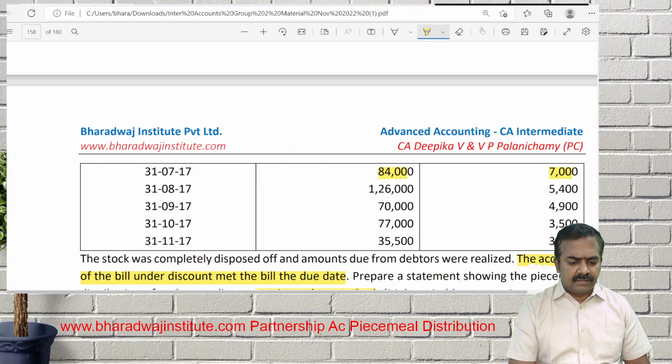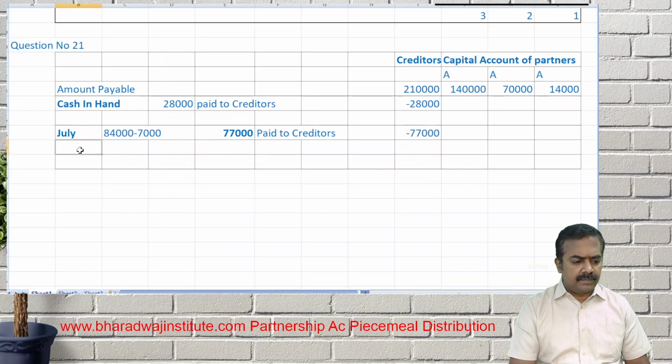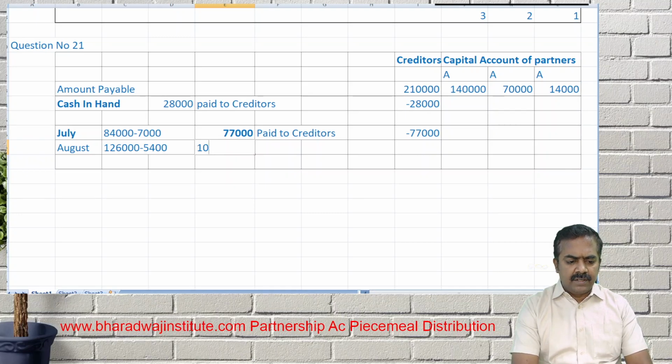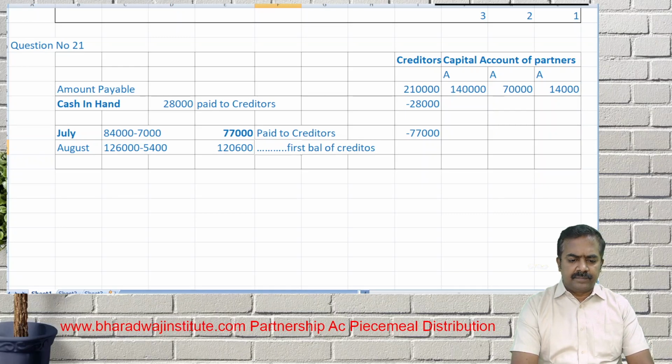Then which month? August month. What is the amount realized? 1,26,000 minus 5,400. What is the amount? 1,20,600. With this, first the balance of creditors will be paid. What is the balance of creditors?